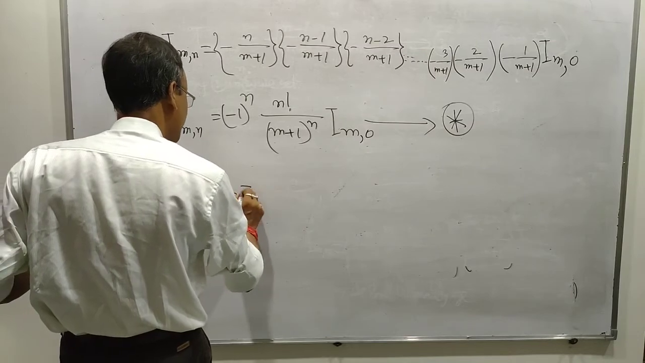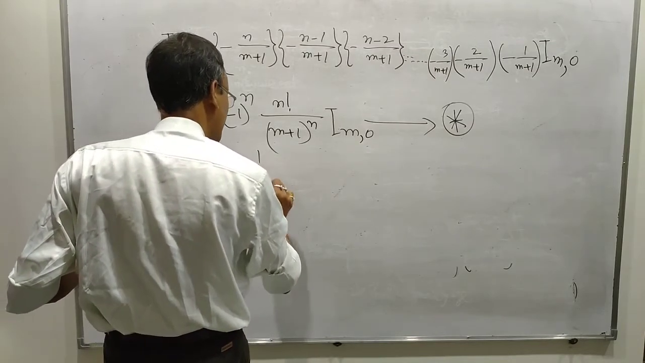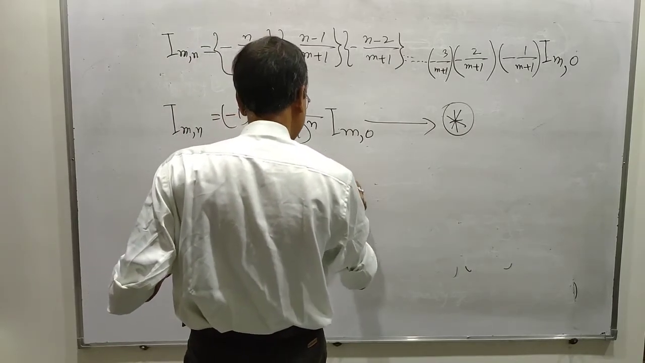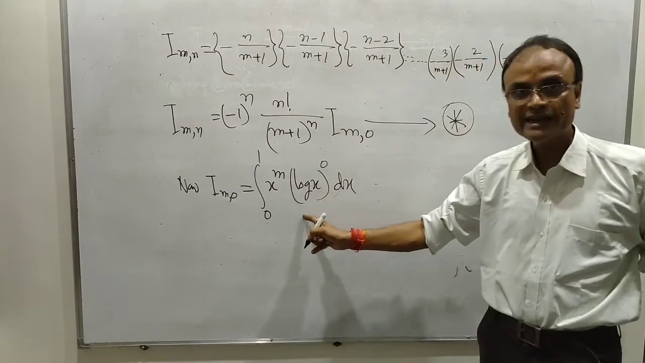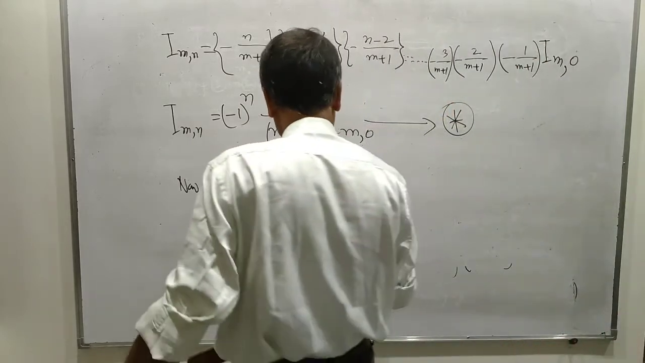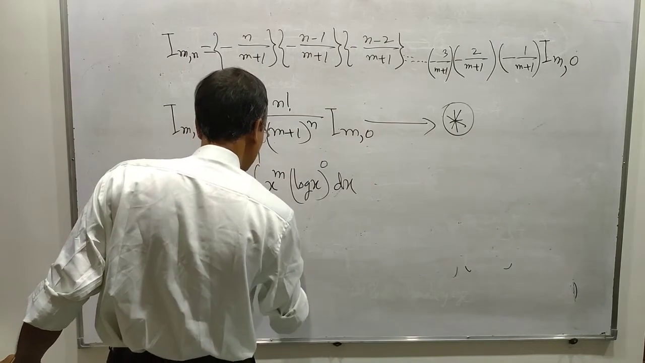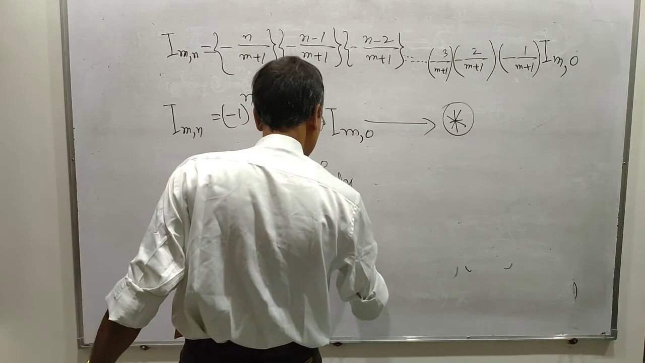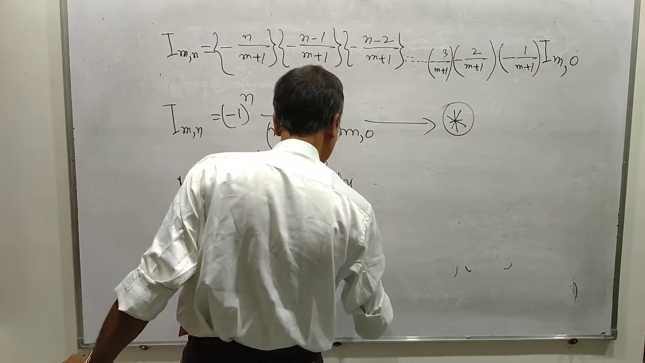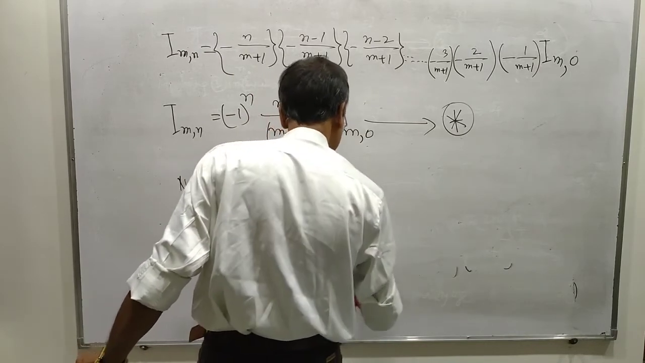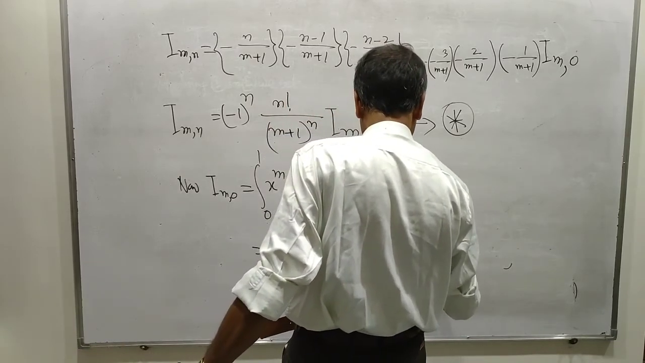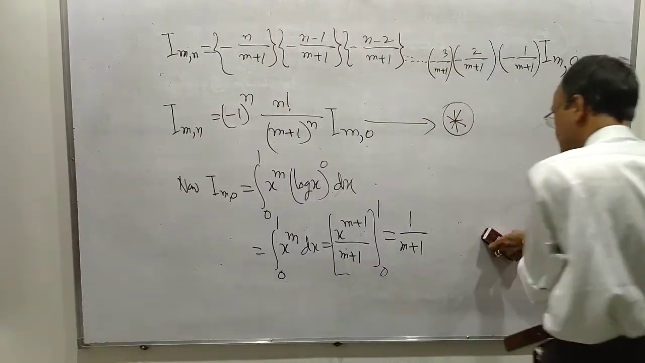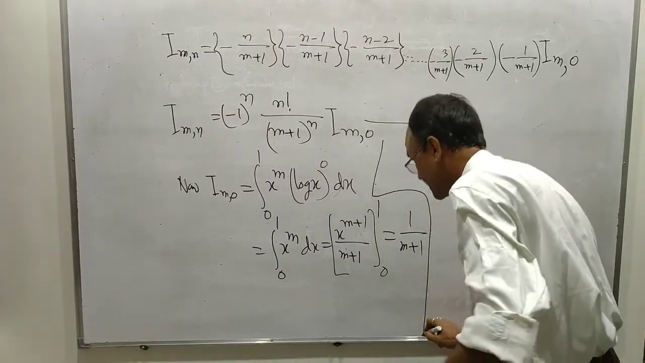Now I_{m,0} equals the integral from 0 to 1 of x to the power m (log x) to the power 0 dx. For n we have put 0. This is equal to the integral from 0 to 1 of x to the power m dx, as it is 1. Equal to x to the power m plus 1 by m plus 1 from 0 to 1. This is equal to 1 by m plus 1.